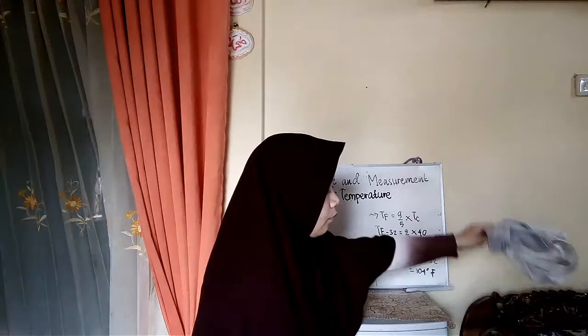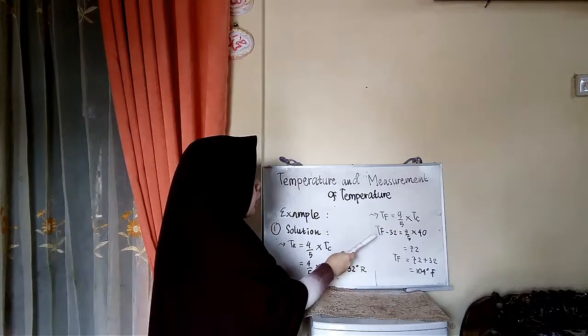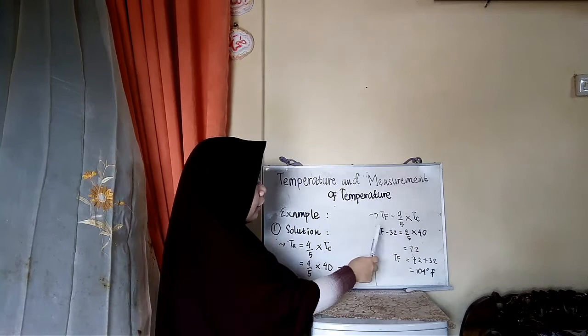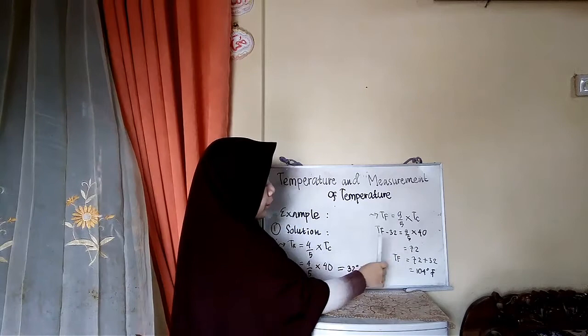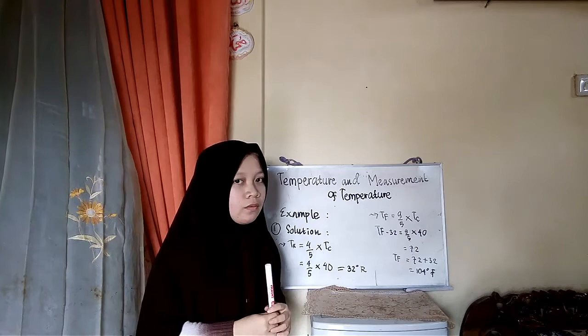Okay guys, next, TF. TF equals 9 divided by 5 times TC plus 32. TF equals 9 divided by 5 times 40 equals 72. TF equals 72 plus 32. And TF equals 104 degrees Fahrenheit.